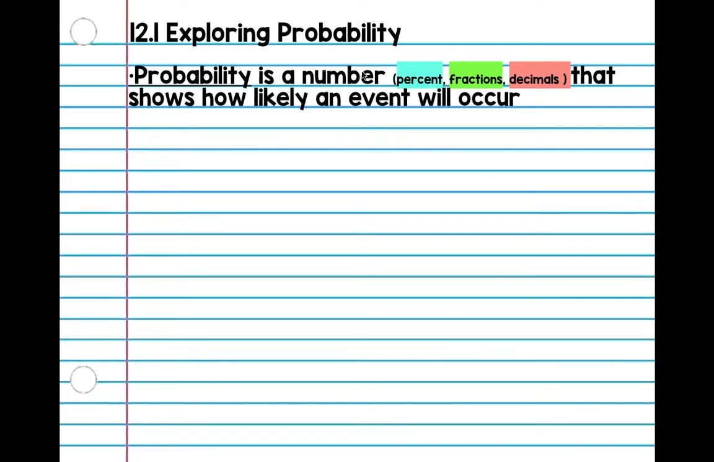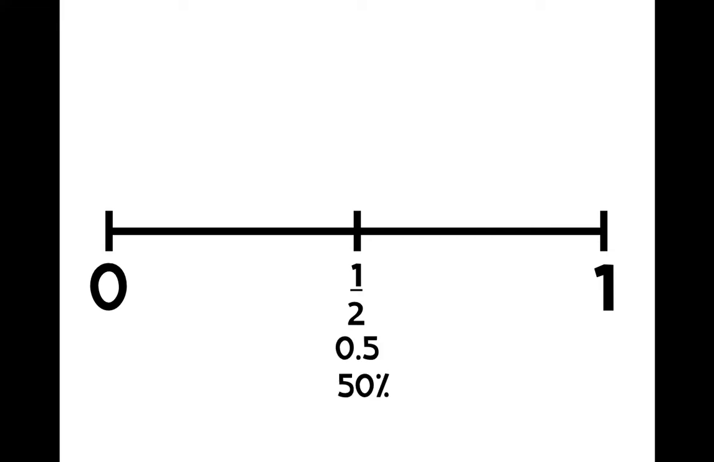Probability is just a number, percent, fraction, or decimal that shows how likely an event will occur. So let's look at how likely. Here we have 0 and we have 1. These are the numbers we're going to be working with for this entire chapter. If it's half, it's 1/2. In decimal form we have 0.5, and in percent form, it's 50%. And for 1, we have 1 and 100%, and 0 is obviously 0.